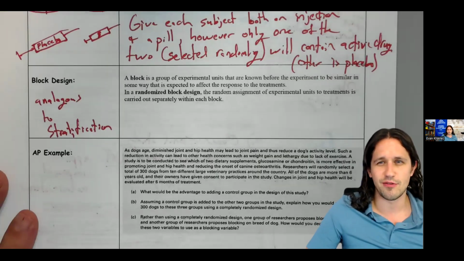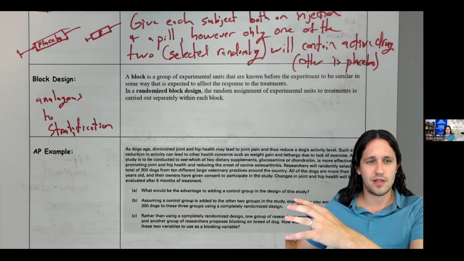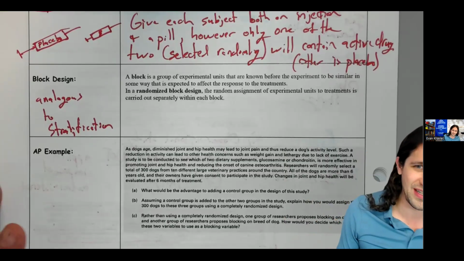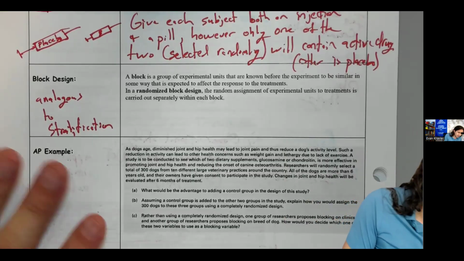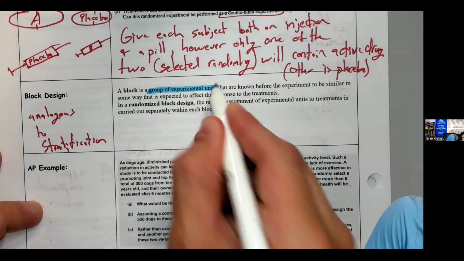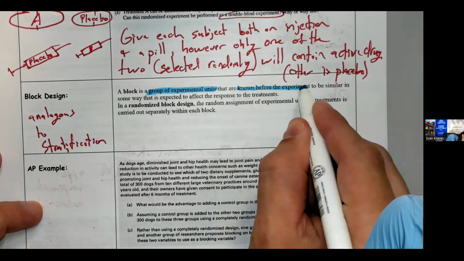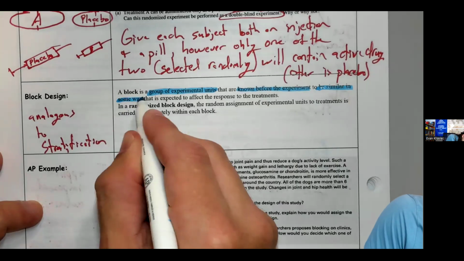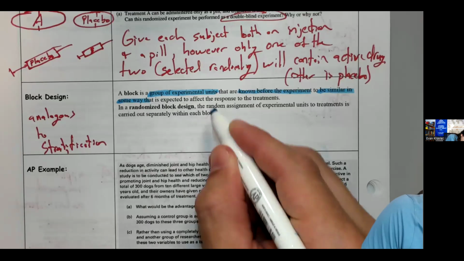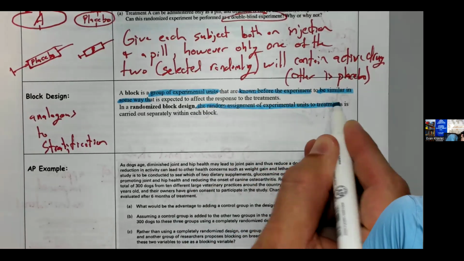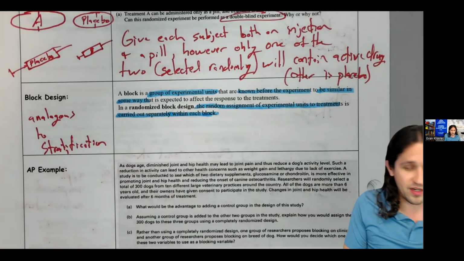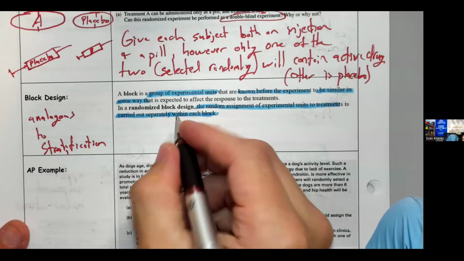So what was stratification about? Different characteristics. Talk to a few of everybody with the different characteristics. Remember, we took simple random samples within each strata. Block, well, we're going to do something similar. We're going to put people together. It's a group of experimental units that's known before the experiment to be similar in some way. Okay, so they have some similarity. What's the idea? In a randomized block design, the random assignment of treatment to experimental units is carried out separately. Important word here, within each block.